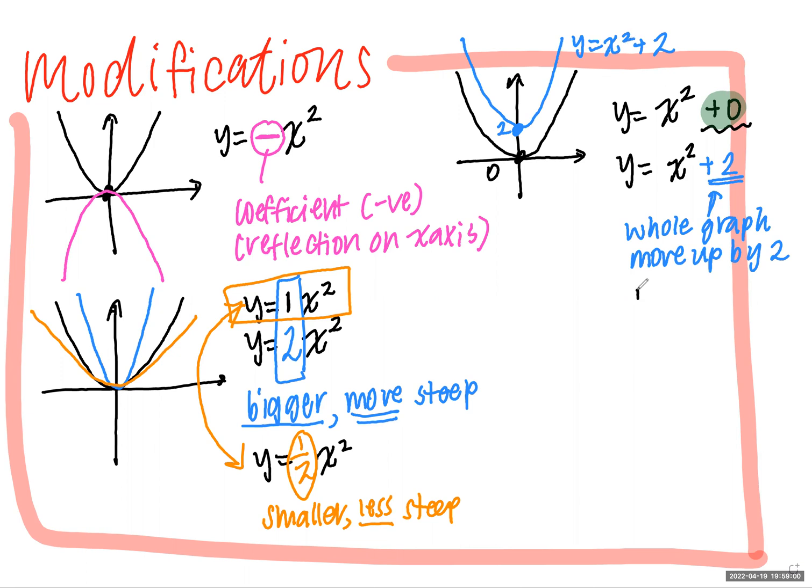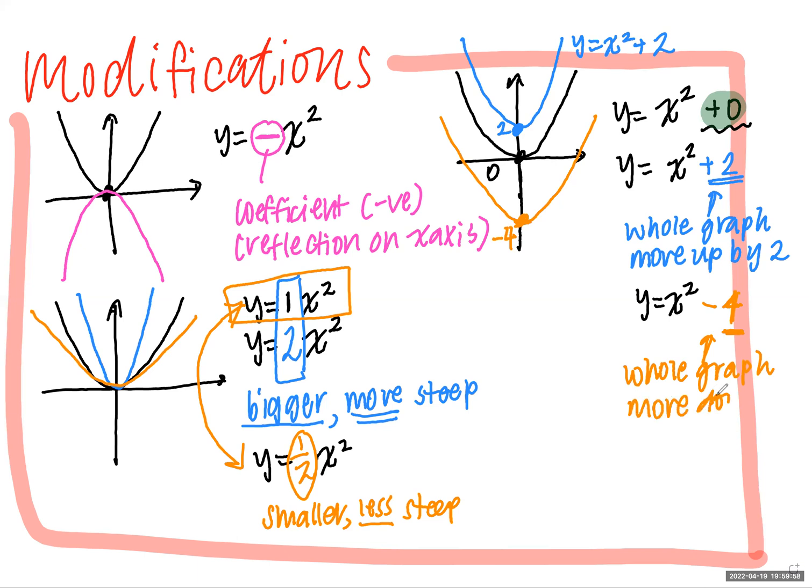Now, same thing. I have the parent graph, y is equal to x squared. But instead of plus 2, right now I will do minus 4, for example. So minus 4 means, where does it cut the axis? -4. So right now, this is how I draw my graph, whereby it's -4. And what does this mean? This means that my whole graph, what happens? It will move down by 4. Yes, move down. Now the keyword is down by 4 from the parent graph, which is the black one.